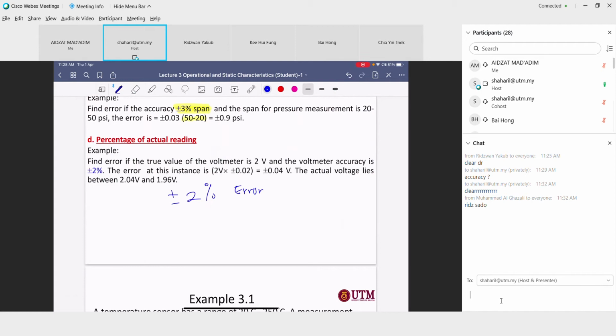Okay, for example, if the true value is 2, then you need to times it by plus minus 2 over 100, and then you will get the error 0.04. Okay, in this case.